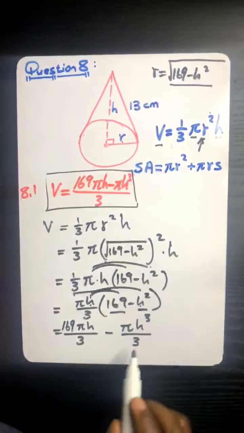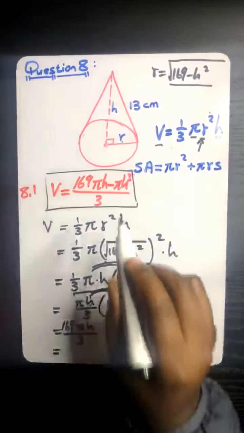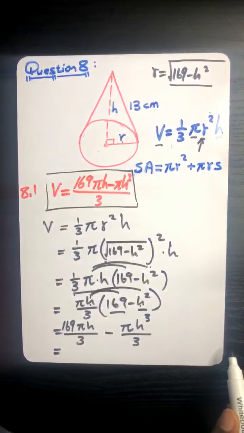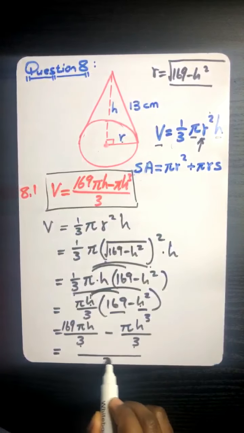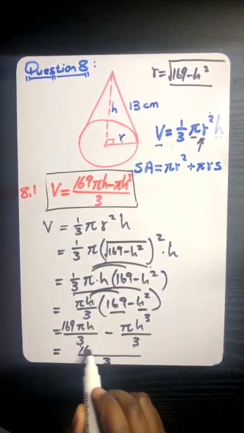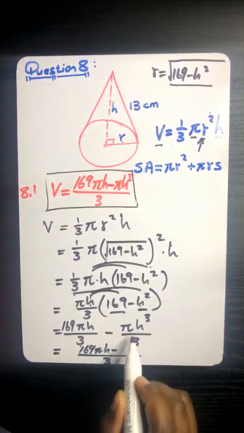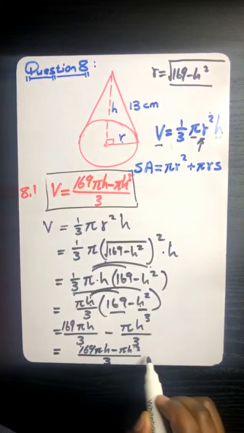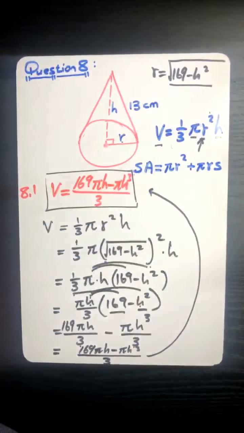Yes. So now, this thing, guys, I think we got to the final answer there. I'm not sure if you guys are now able to see there. Can you see LCD? What is LCD? LCD is 3. And then we have 169 pi h minus pi h to the power of 3. Can you guys see that all of that is actually the same as that? Did I lose you guys there?